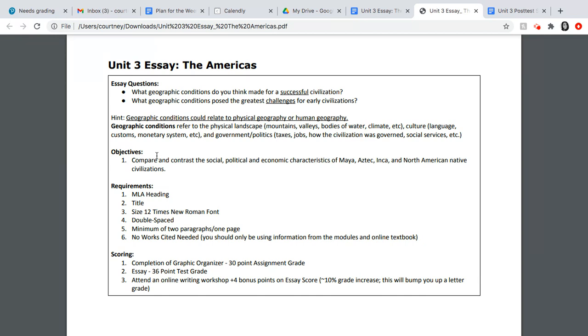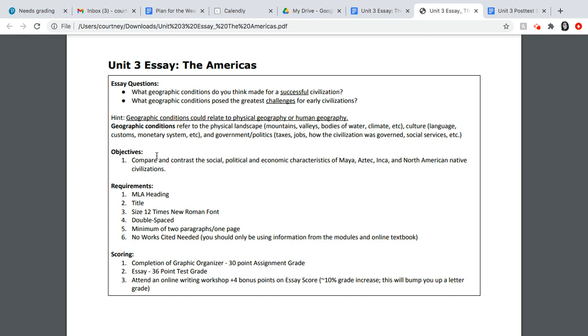So the requirements of this essay: you'll need an MLA heading. Please create some sort of title for the essay. Everything should be typed in size 12 Times New Roman font. Please double space your work. At a minimum, there should be 2 paragraphs or about 1 page typed. You can go up to 2 pages. You definitely don't need more than 2, but you shouldn't have half a page filled. You should have about a page, page and a half typed.